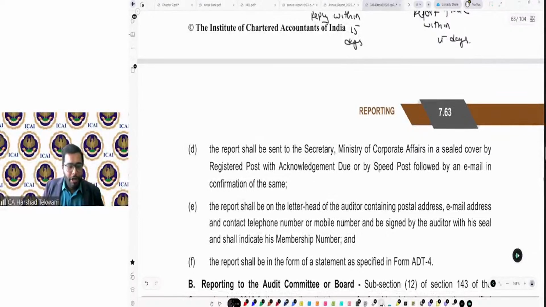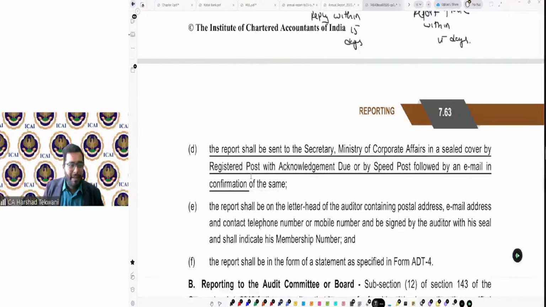Now, that report is required to be sent to the Secretary of Ministry of Corporate Affairs in a sealed cover by registered post with acknowledgement due or by speed post. And that should be followed by an email.